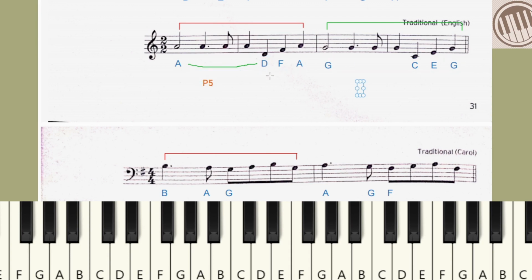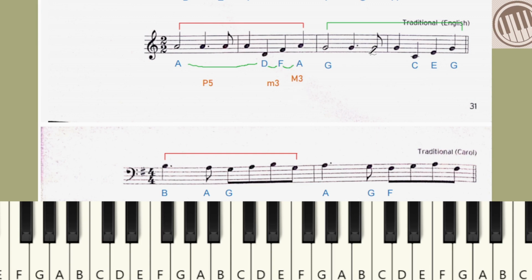Next interval from D to F. So D, E, F is a minor third. We have 3 steps up. And then finally I have from F to A. So we have a major third, F, G, A, and 4 semitones apart. So let's compare the next sequence with the same.